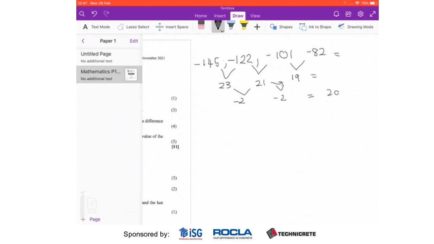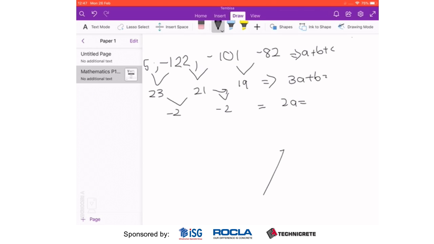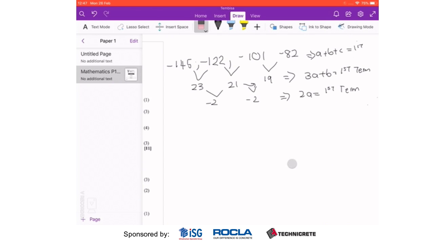So here it's 2A is equal to the second difference. Here it's going to be 3A plus B is equal to the first term of the first differences, and here it's going to be A plus B plus C is equal to the first term of the sequence. So it's all correlating to the first terms. Let's calculate now.